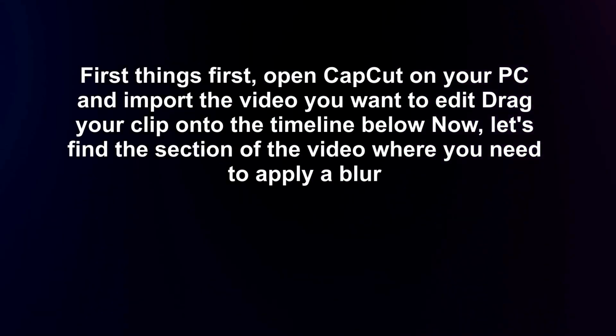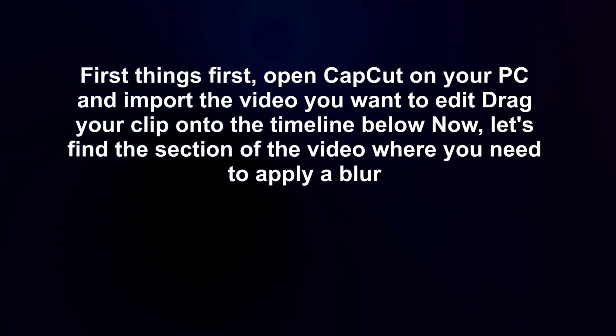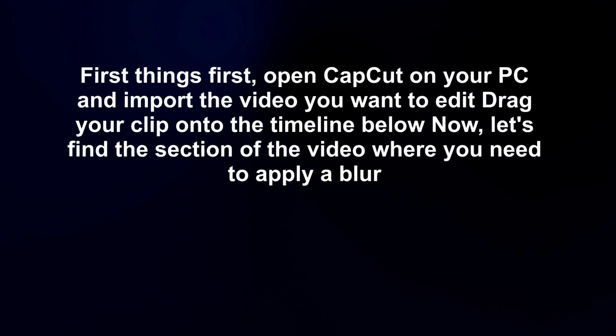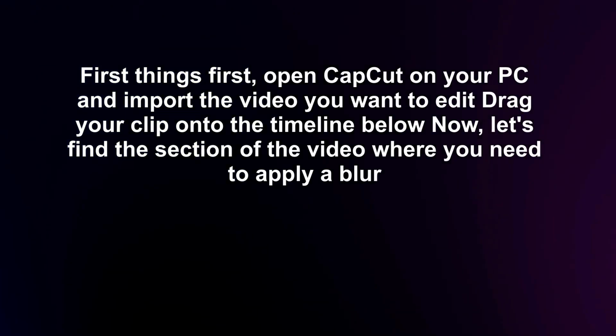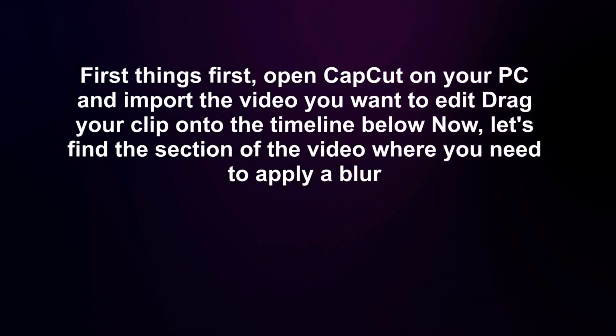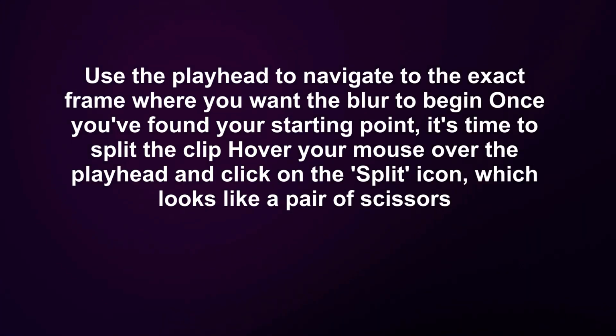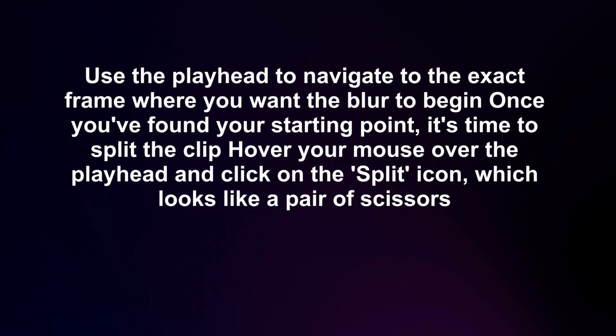First things first, open CapCut on your PC and import the video you want to edit. Drag your clip onto the timeline below. Now, let's find the section of the video where you need to apply a blur. Use the playhead to navigate to the exact frame where you want the blur to begin.